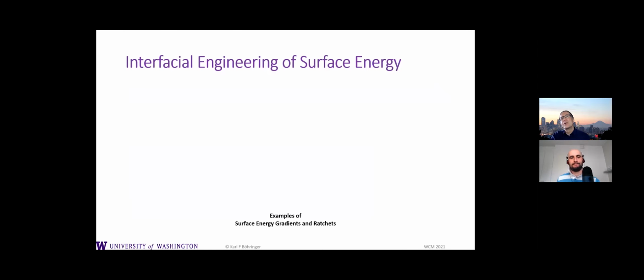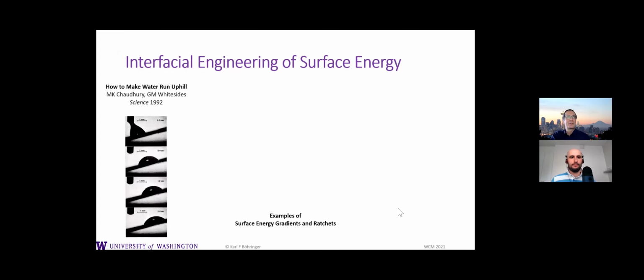Now, as engineers, we are interested in creating similar kind of behavior, but also taking advantage of it for particular purposes. And really, over the past few decades, people have studied this effect and related kinds of surface engineering. For example, from George Whitesides' group, there was a paper now almost 30 years ago where they demonstrated that you can create a hydrophilic gradient that makes the drop move uphill against the force of gravity.